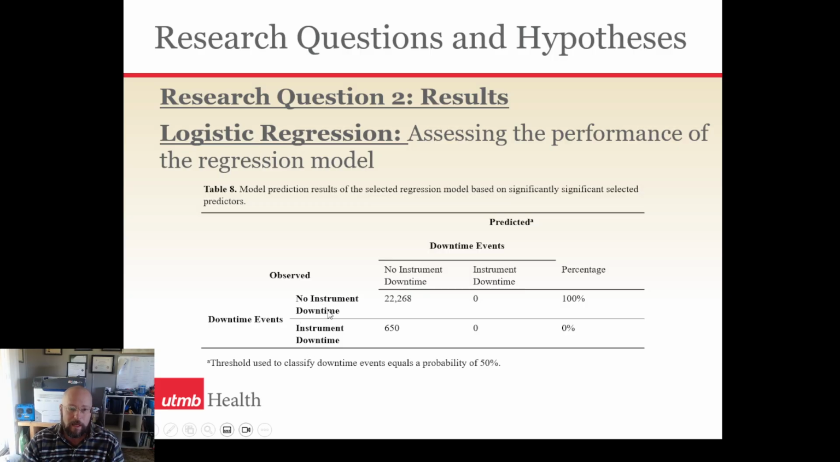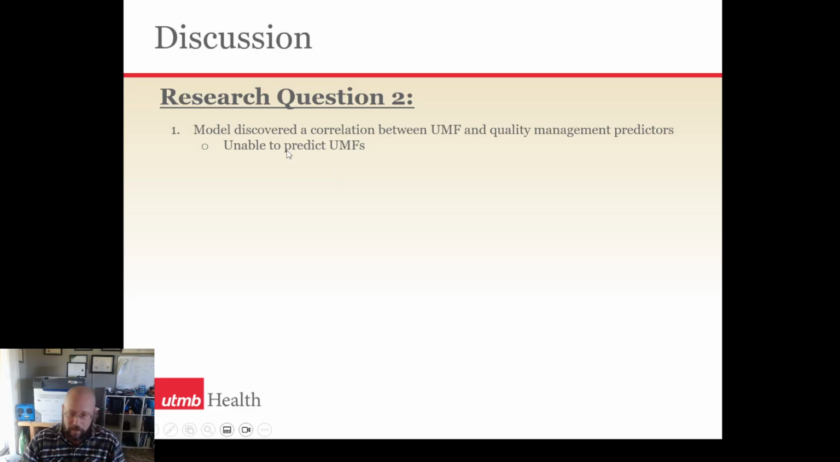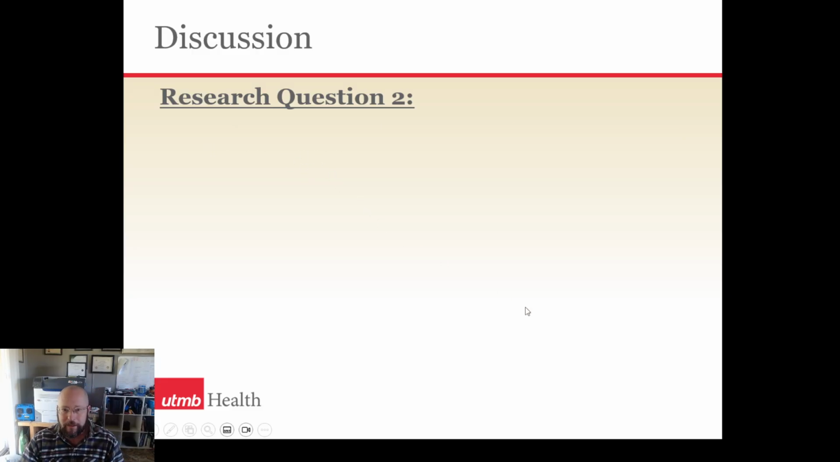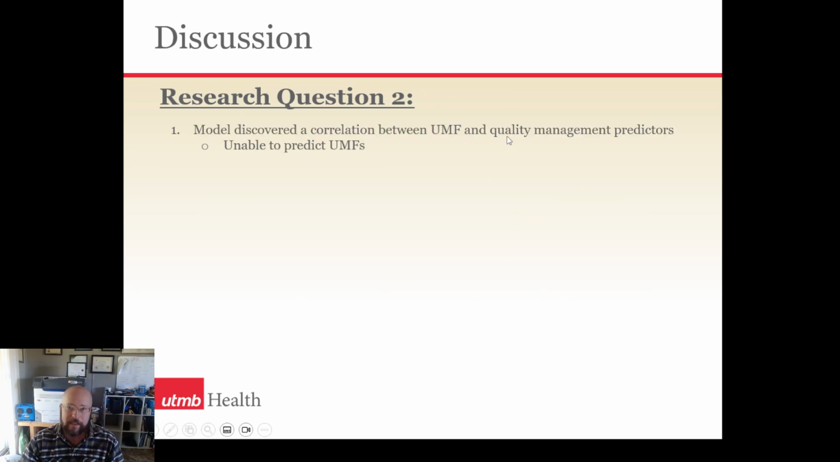And so when there was no instrument downtime, the model predicted no instrument downtime 100% of the time. However, when the instrument was down, the model also predicted no instrument failure as well. So this initial logistic regression model did not perform particularly well. So the model did see a correlation. You can see this 100% correlation here. It was able to correlate mechanical failure and quality management indicators to predict mechanical failure.